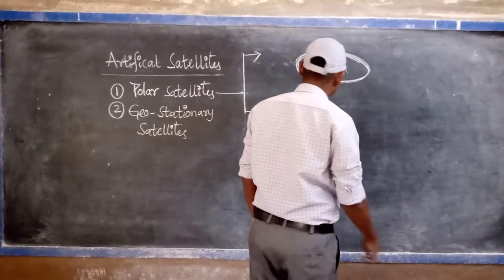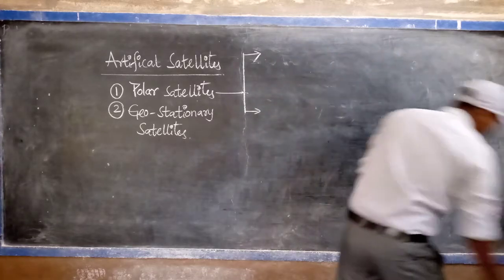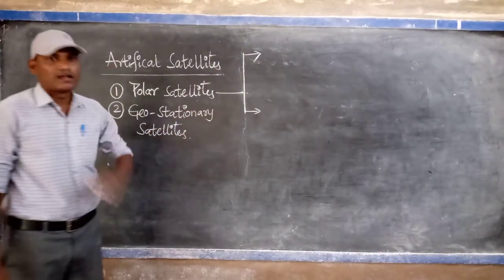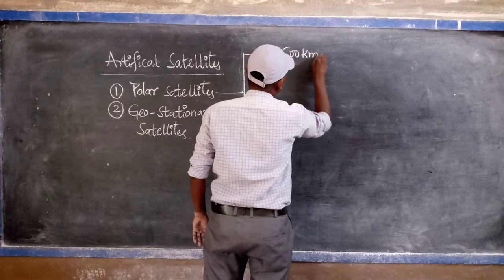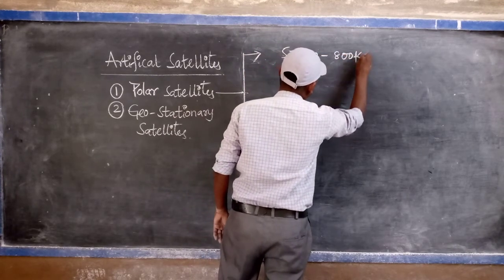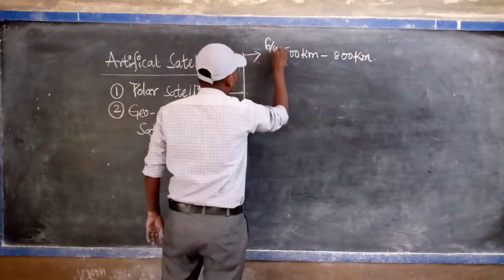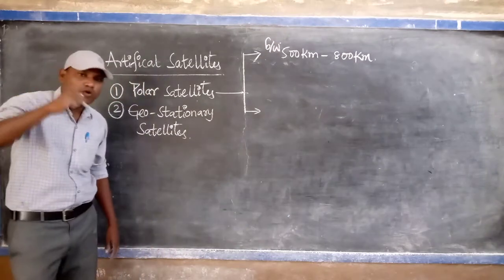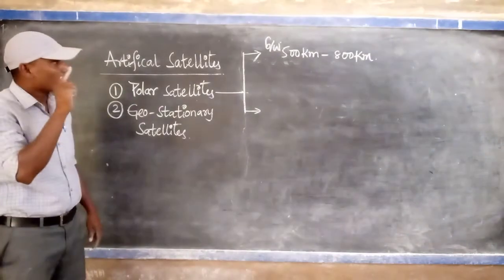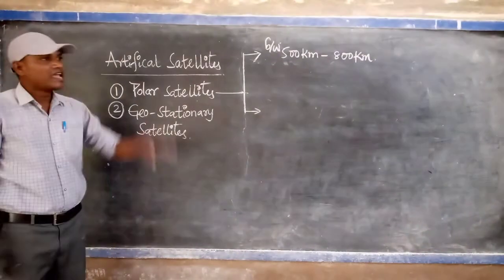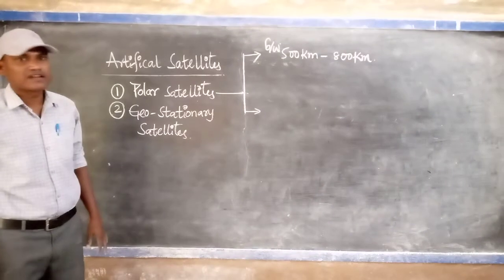But generally, polar satellites revolve around the Earth at lower altitudes, between 500 kilometers to 800 kilometers. Listen very carefully. Above the Earth's surface, from 180 kilometers to 500 to 800 kilometers, in that particular range from the Earth's surface, the satellites revolve with higher velocity.